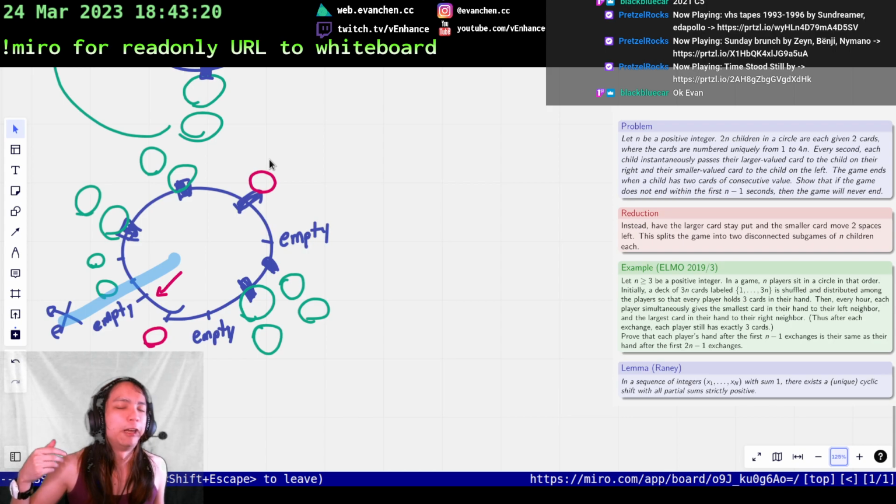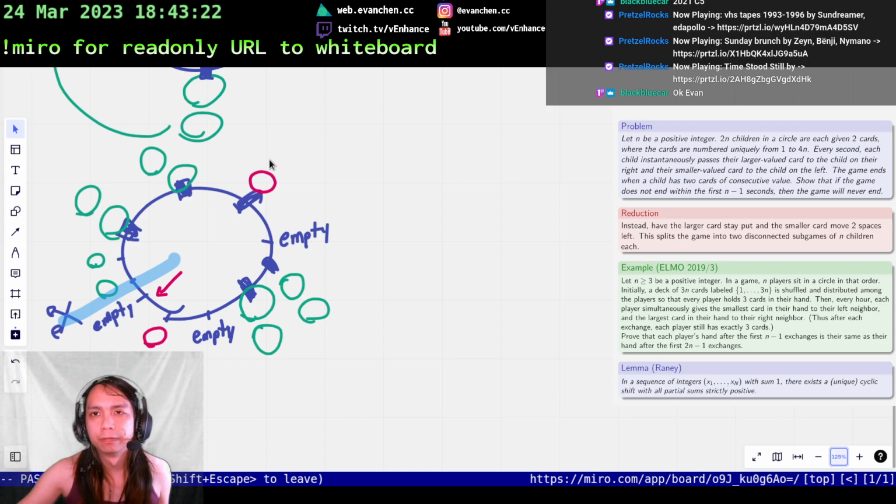Which is why I couldn't just eyeball it, because Raney is actually not that easy to prove. It's not trivial. There is some substance there, and that's why me staring at it, trying to eyeball it, wasn't working. It's because it's actually a lemma.